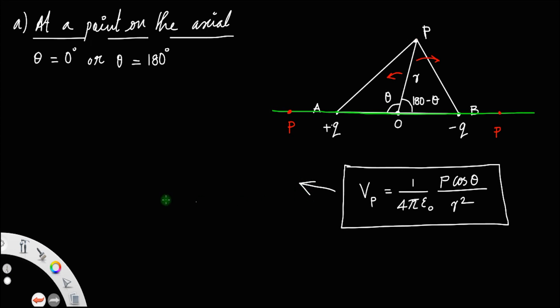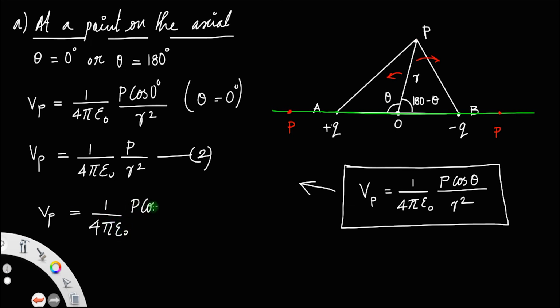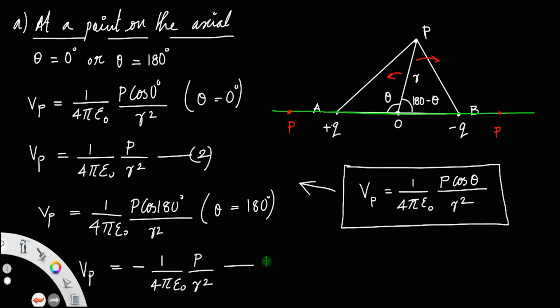So substituting in here, you will get Vp equal to 1 by 4 pi epsilon 0. First, take the value theta equal to 0. Write P cos 0 divided by r square. We have taken theta equal to 0 degree. So Vp will be 1 by 4 pi epsilon 0 P divided by r square, since cos 0 is equal to 1. Now if theta is equal to 180, then Vp is equal to 1 by 4 pi epsilon 0 P cos 180 degree divided by r square. But you know cos 180 is equal to minus 1. So Vp will be minus 1 by 4 pi epsilon 0 P divided by r square. Let's call that equation number 3.